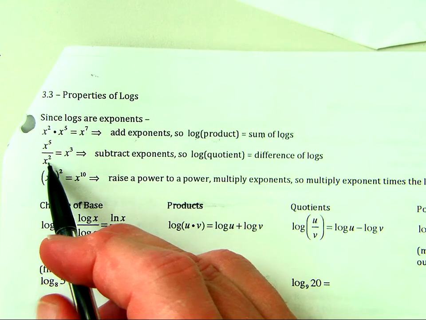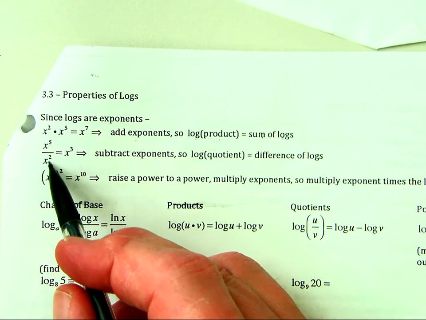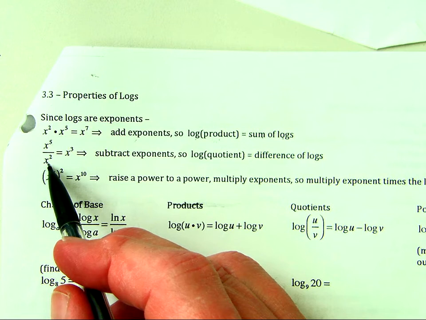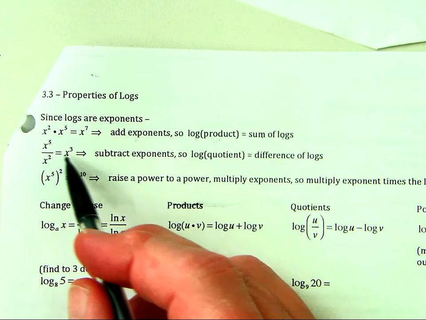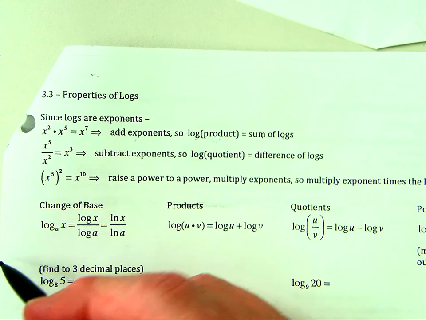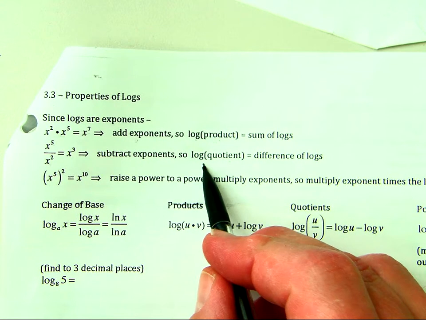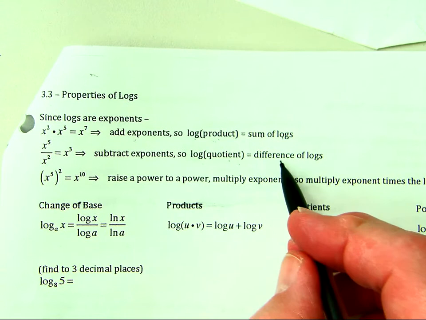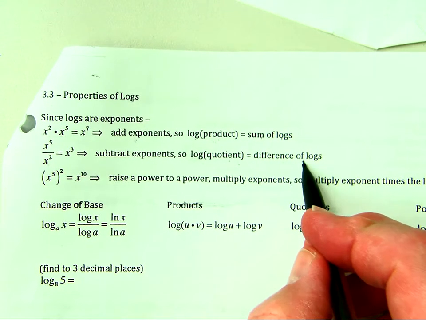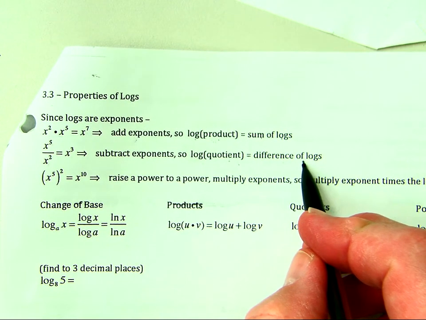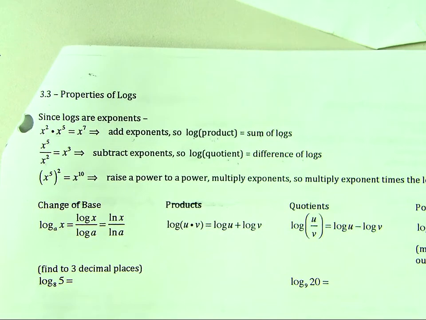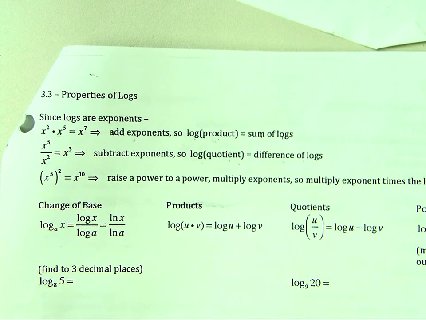Same way if you divide, like here x to the fifth divided by x squared. When we divide, we subtract exponents. 5 minus 2 is 3. Well, same way with logs. If you have the log of the quotient, so if you have the log of a fraction, you take the difference of the two logs. So you take the log of the top minus the log of the bottom. The log of the numerator minus the log of the denominator.